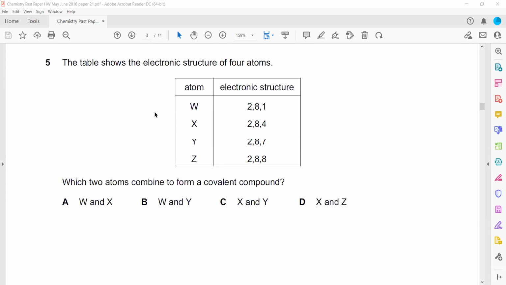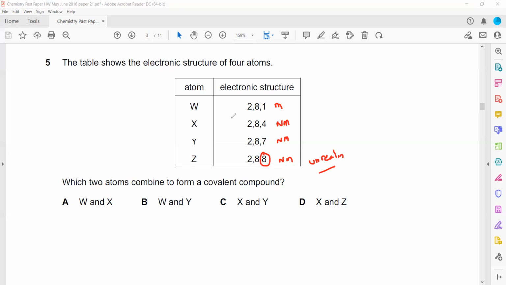The next one: the table shows the electronic structure of 4 atoms. Which 2 atoms combine to form a covalent compound? To form a covalent compound, they should be non-metals, because non-metals can form covalent compounds. So when we check, this one has 1 electron, so it is a metal; 4 electrons, non-metal; 4 electrons, non-metal; 7 electrons, non-metal; and 8 electrons, non-metal. But because it has 8 electrons, this will be an unreactive non-metal, it does not react.